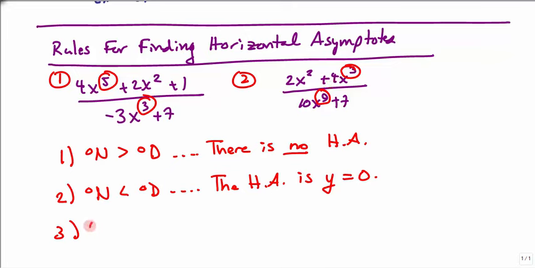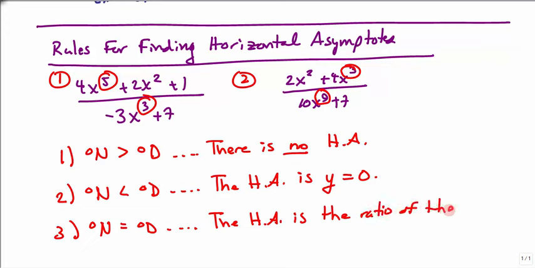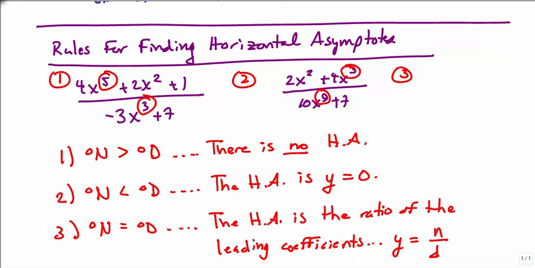Now my third case, I have greater than, I have less than, so now I have to have equal to. The horizontal asymptote is the ratio of the leading coefficients. And I'll show an example of that. So it would be y equal the ratio of the leading coefficients in the numerator over the denominator. So that would be our third case up here. So I could have something like 4x to the 5th plus 9x squared over 2x to the 5th minus 7.